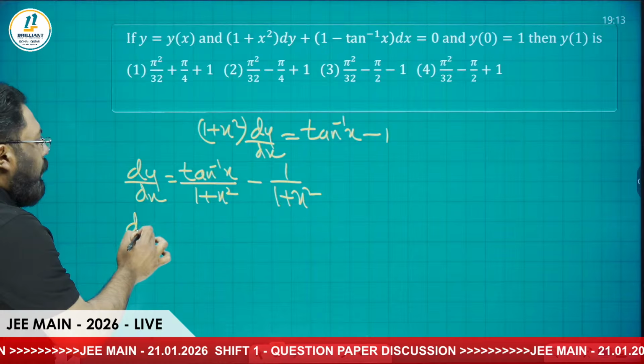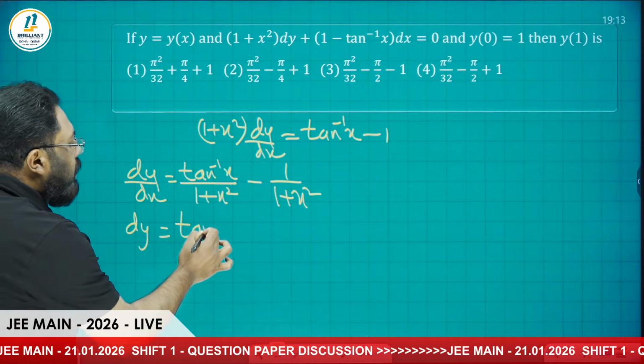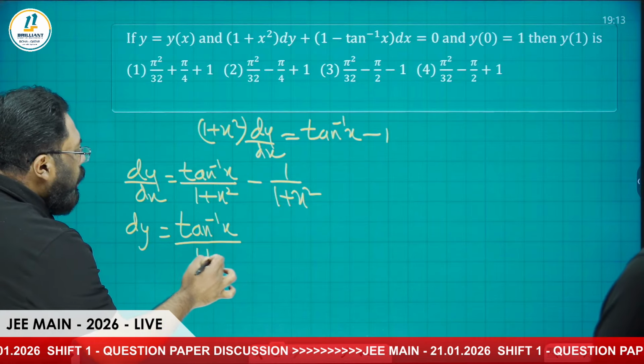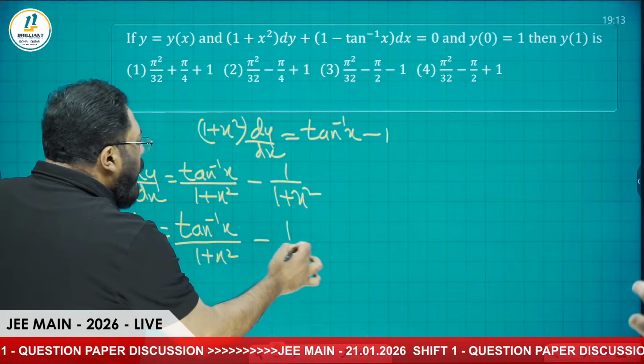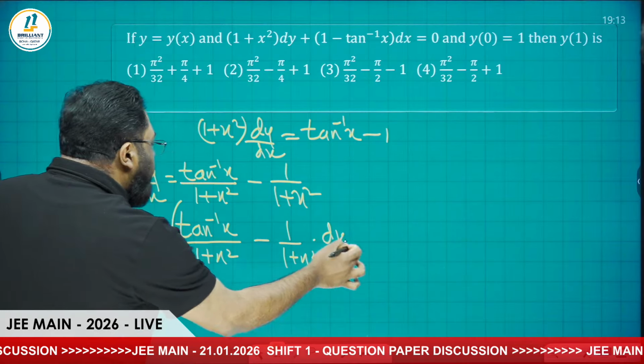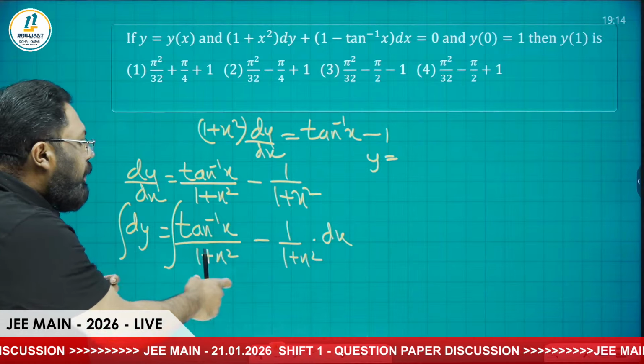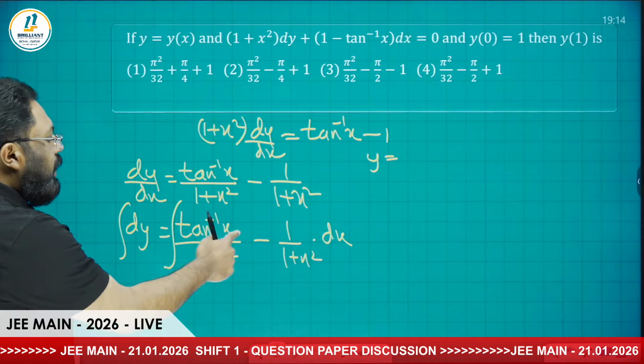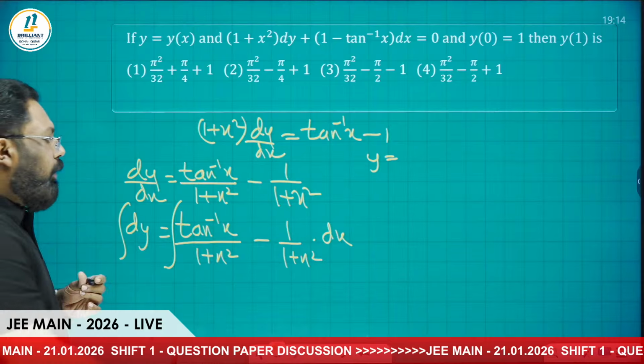So dy is equal to tan inverse of x divided by 1 plus x squared minus 1 by 1 plus x squared. So we can integrate both sides very simply. Integral of dy is y. And this is tan inverse x by 1 plus x squared. It's a very, very simple integration, my dears. Tan inverse of x by 1 plus x squared. If you put this as t, this is dt. A direct form, my dears.